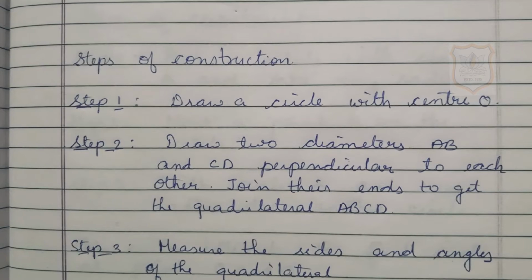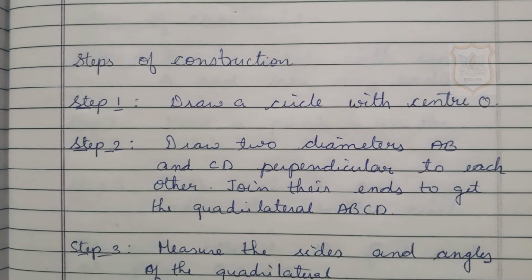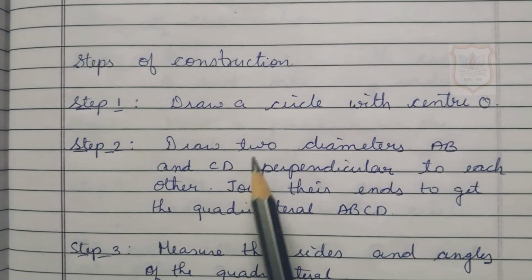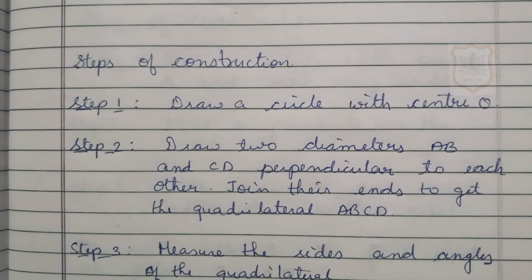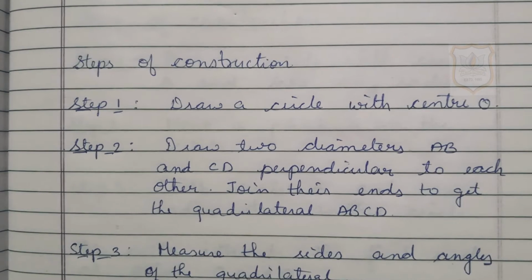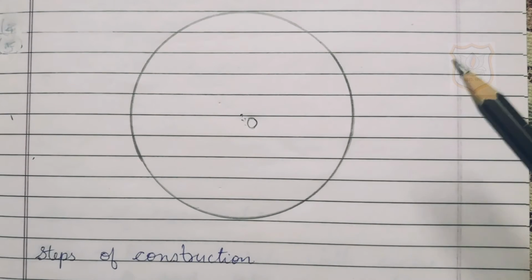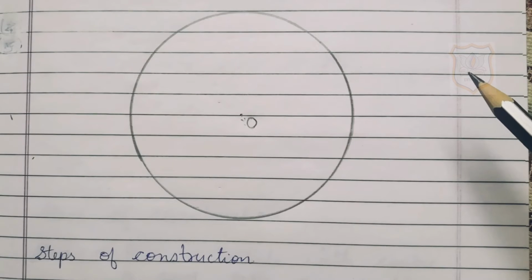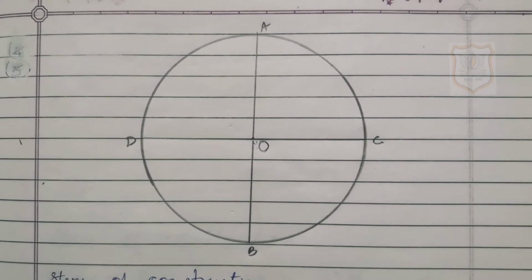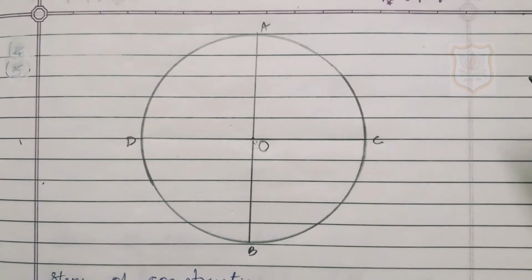Now part B of question number 3. Here we have to obtain a figure if the diameters are perpendicular to each other, and we have to check our answer. So steps of construction. Step 1. Draw a circle with center O. Here also we draw a circle with any suitable radius, so we are drawing a circle with radius 4 centimeter. Now we have to draw two diameters AB and CD which are perpendicular to each other. So students, in this way we will draw two diameters AB and CD which are perpendicular to each other.